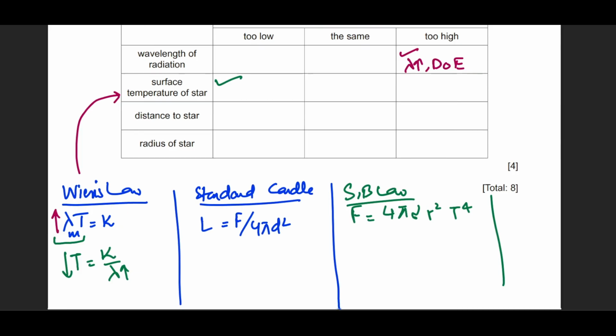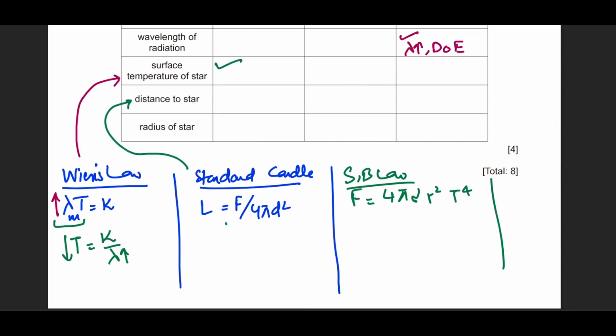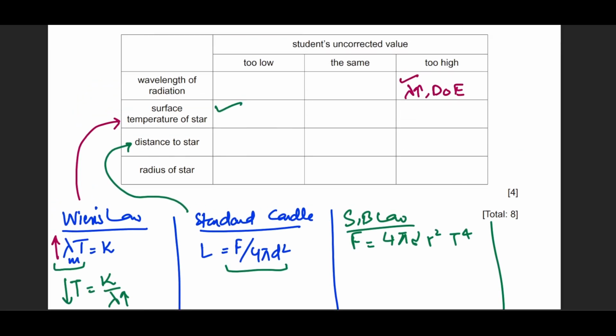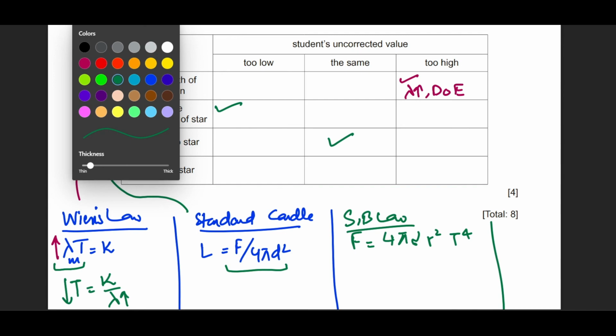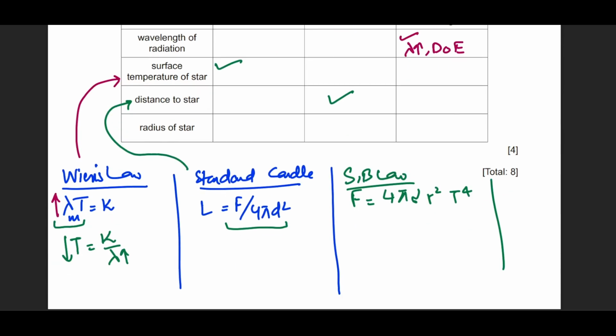Moving on to the distance of the star, which is calculated by this formula. Do we have any influence of lambda in this equation, or the changes in lambda in this equation? No, we don't. So the student's value of distance will be the same. There will be no change. There will be no effect over here. So the last part is the radius of the star, right? For the radius, we have to use this formula. Okay, so we go to this one.